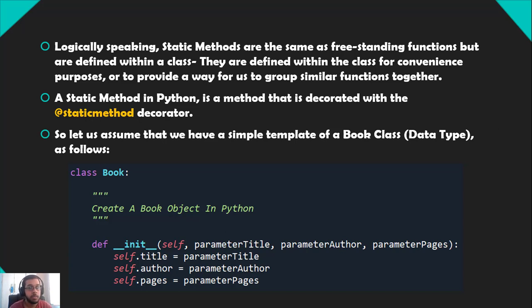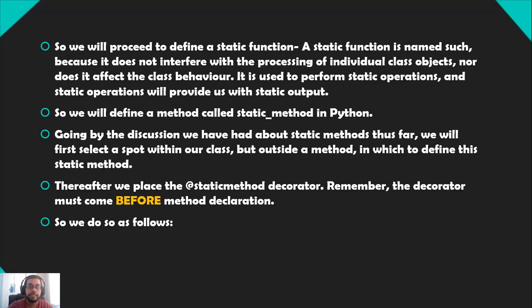So let us assume that we have a simple template of a Book class data type as follows. Class Book, create a book object in Python, define __init__, self, parameter title, parameter author, parameter pages. self.title is equal to parameter title, self.author is equal to parameter author, self.pages is equal to parameter pages.